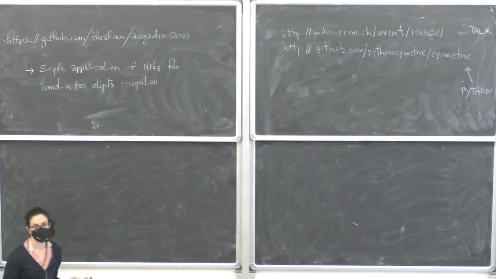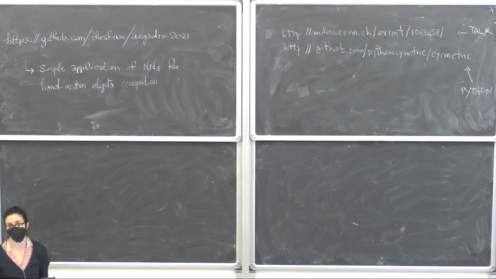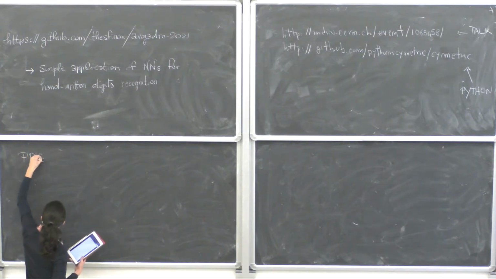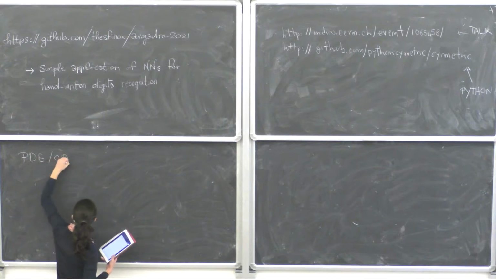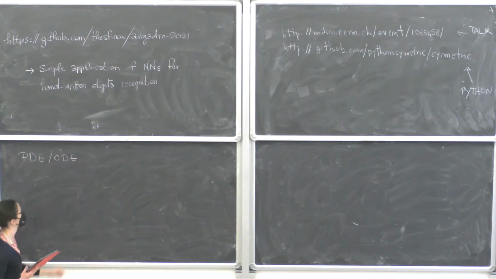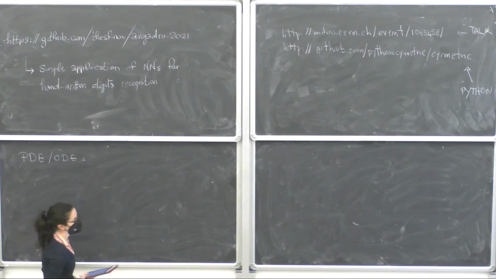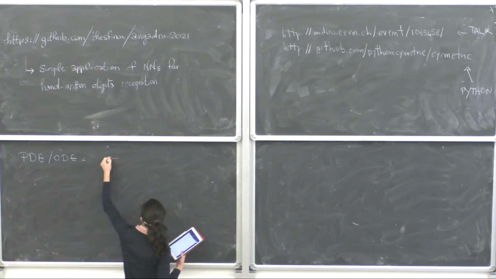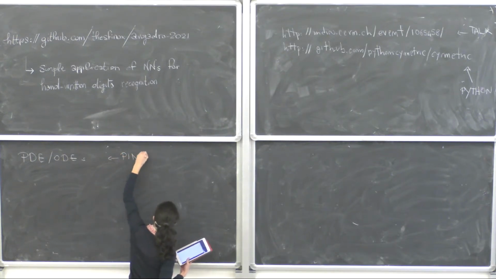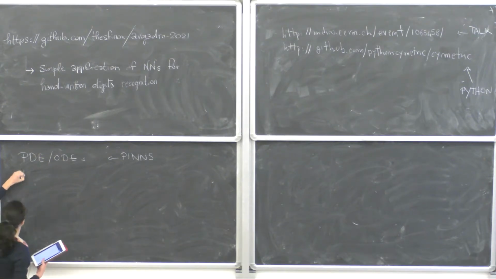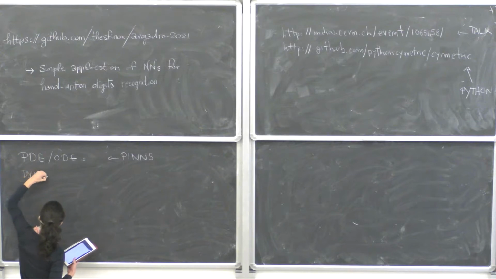So, now we're mainly going to talk about applications in physics and in string theory, in principle. And the main topics we are going to cover are the following. So, how to solve PDE, ODE, using neural network. This is actually a well-defined topic and branch of neural networks. And these are usually called PINs, physics-informed neural network.